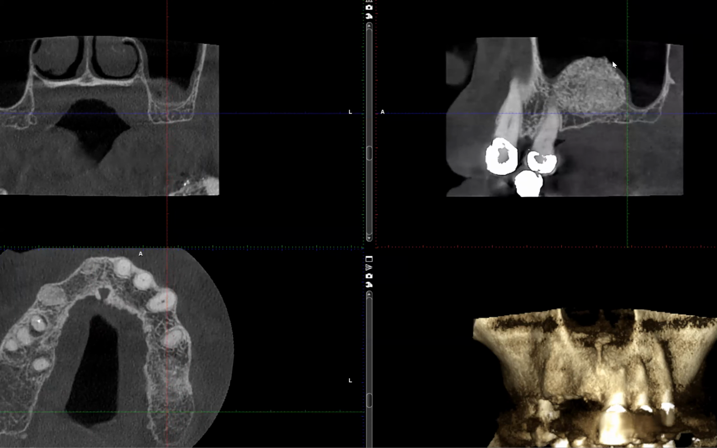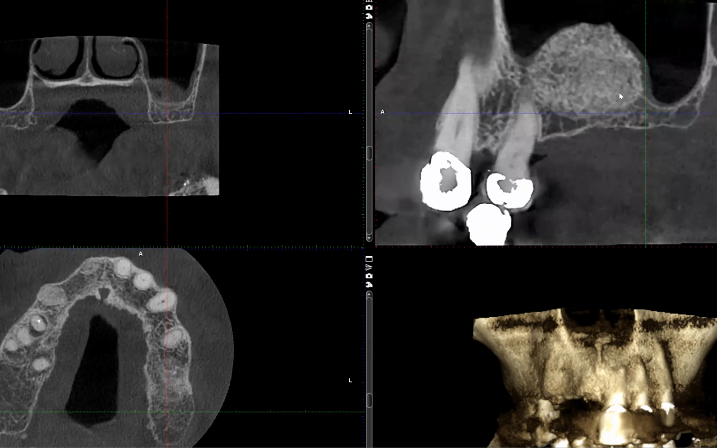So this heterogeneous opacities are consistent with graft material, and it has healed and remodeled normally such that I don't see a clear, distinct radiolucent line that would suggest that this may be failing, but I don't see that. So again, that means it has healed just fine.